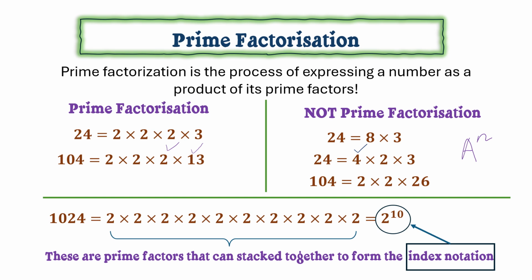Right, so supposing you have 2 times 2 times 3 times 7, we can stack the 2s up to be 2 squared times 3 times 7. So therefore 2 squared times 3 times 7 is expressed in index notation.